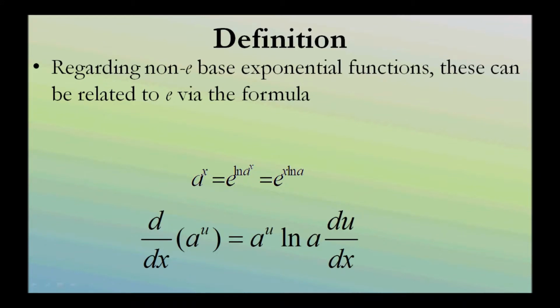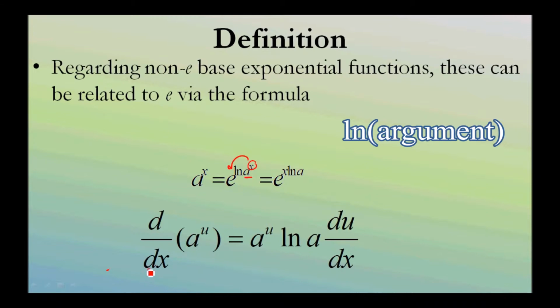Regarding non-e base exponential functions, these can be related to e via the formula a to the power of x is equal to e to the power natural log of a to the x, which equals, using rules of logarithms, e to the power x natural log of a. Because x is in the exponent of the argument, we can take the exponent and bring it out into the front of the logarithm.